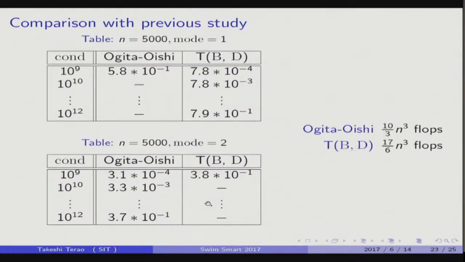Next, we introduce the comparison with the Ogita-Oishi method and method TDD. When mode is 1, our method can obtain better upper bounds. However, when mode is 2, the Ogita-Oishi method can obtain better upper bounds.